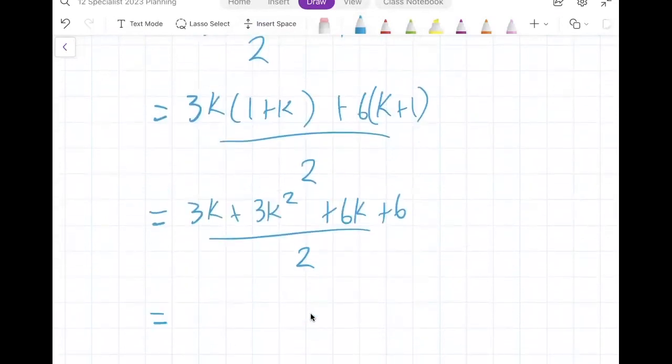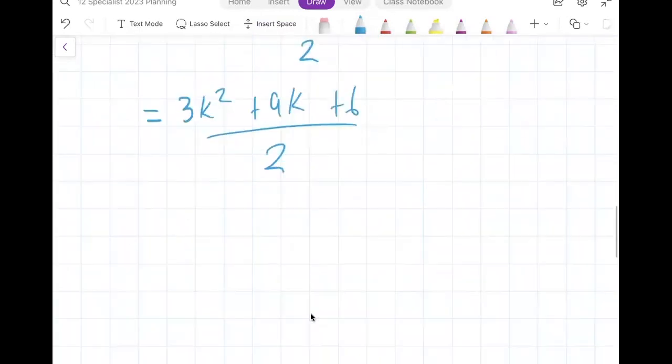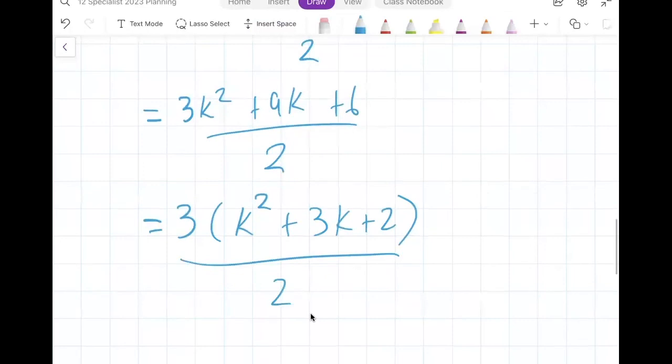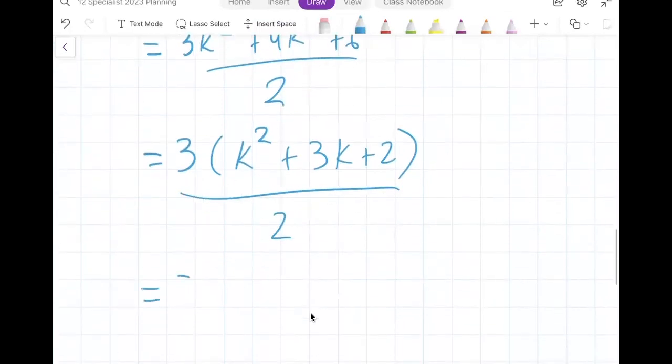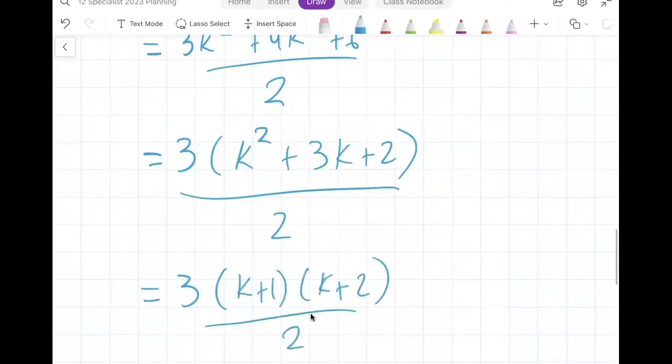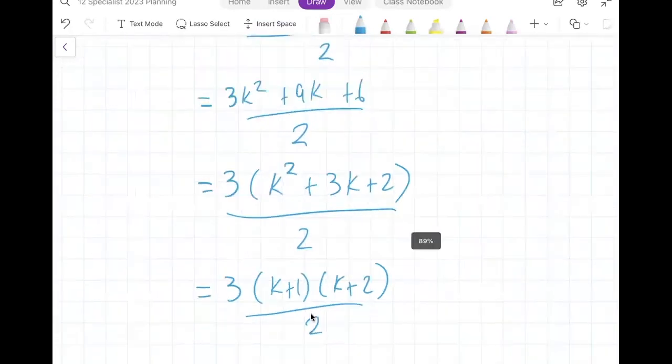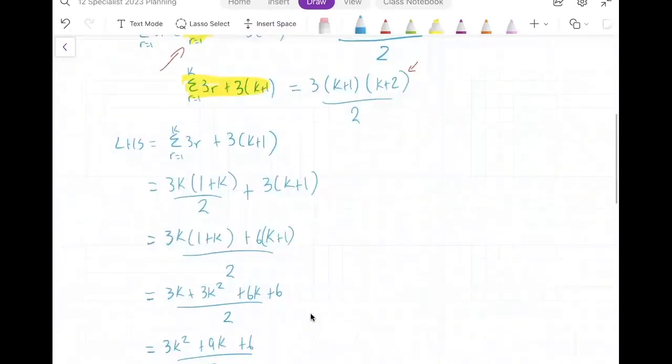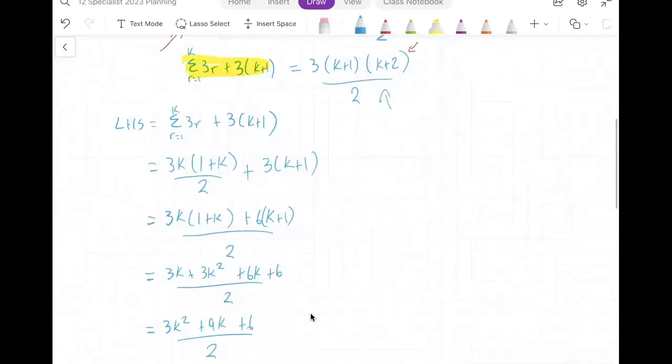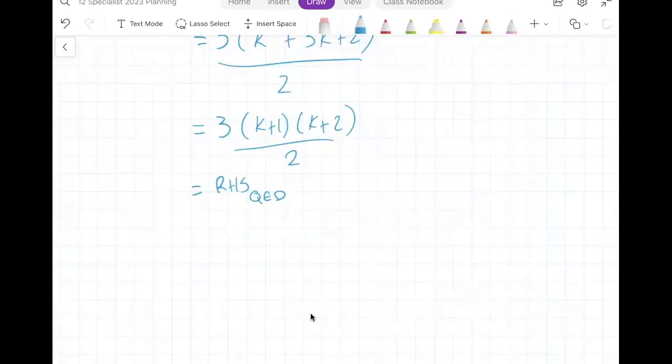That is simply going to equal 3k squared plus 9k plus 6 over 2. 3 is a common factor, so this is going to be 3 outside of (k squared plus 3k plus 2) all divided by 2. If I factorize that, that gives 3(k+1)(k+2) all over 2. That's about as factorized as I can get. If I check, that is in fact equal to my right-hand side over here. So that equals my right-hand side, QED.